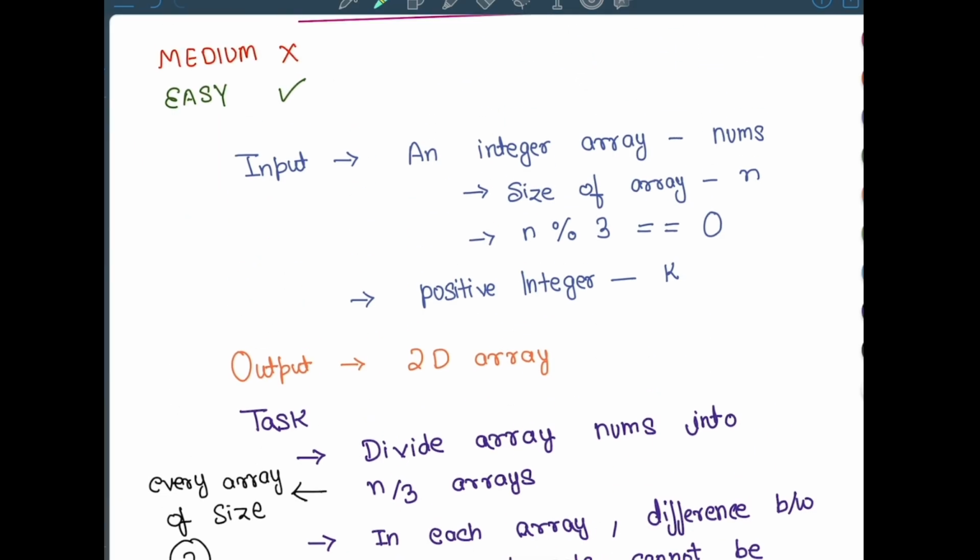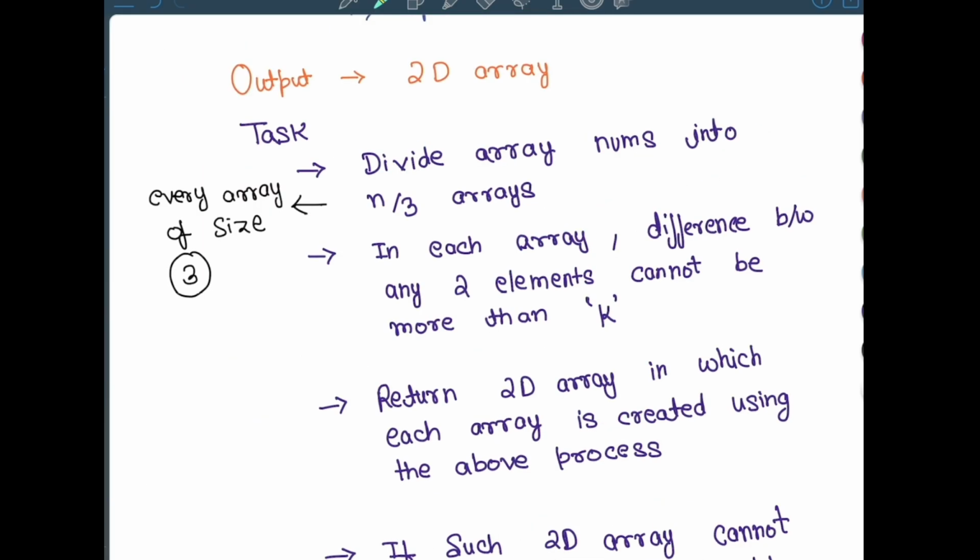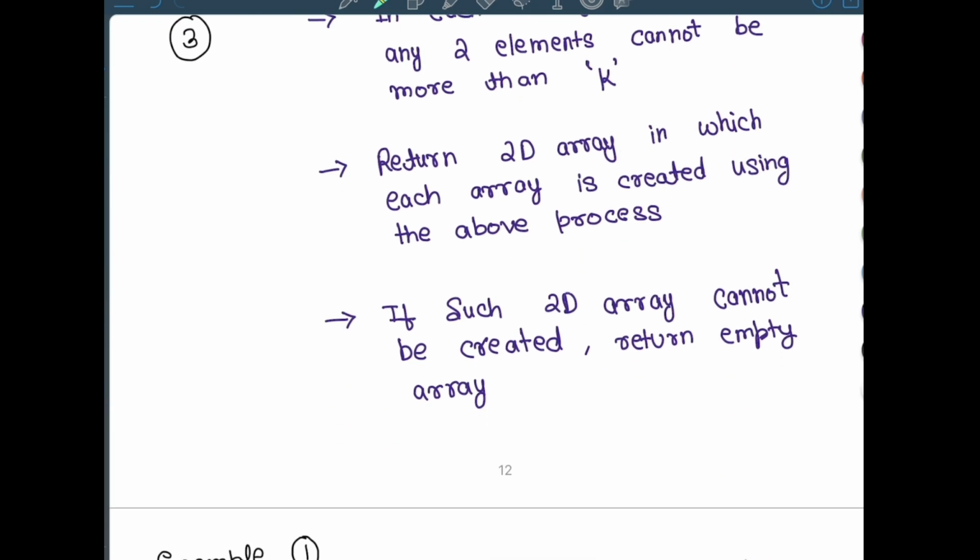So we basically need to divide our array nums, which has a size of n, into n by 3 number of arrays. Each array is going to have 3 elements. And you basically need to return a two-dimensional array as an output, in which each array is created using the above process. That is, you just divide your array nums into multiple arrays and you return it as a two-dimensional array. Now, there is one more point: if such a 2D array cannot be created, then we need to return empty. Or we can say we need to return an empty array. This is an empty array.